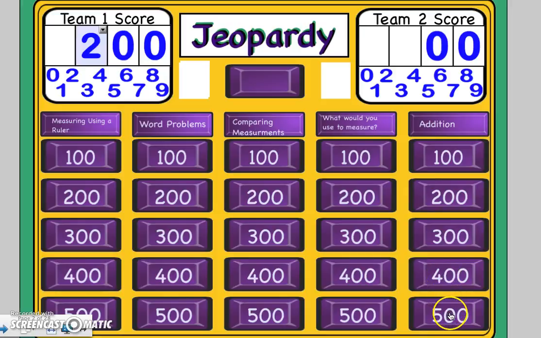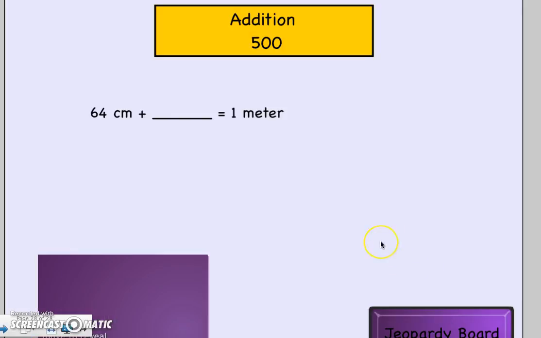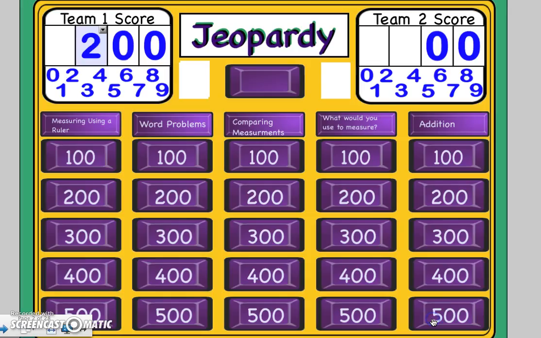Addition for 500. So this one asks them, they'll have to know how many centimeters are in a meter to be able to solve this problem. So using the knowledge of two units to solve the problem correctly. As you can see, there's an array of measurement questions that are real world applicable. So they're a high level interest for our students.